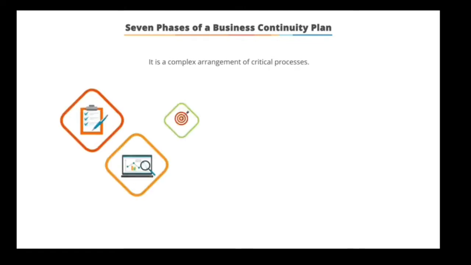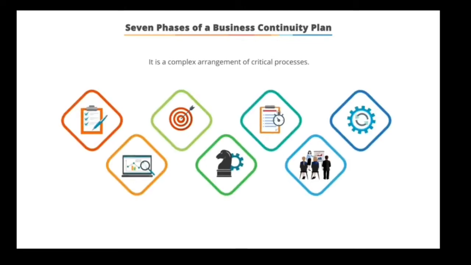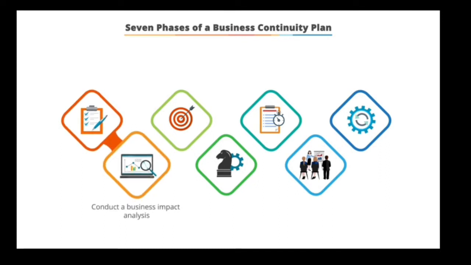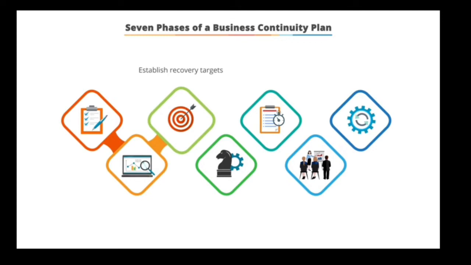The 7 phases of a business continuity plan. A business continuity plan is a complex arrangement of the critical processes that allow for continuation of business activities after an emergency. Develop a business continuity plan policy. It should be a part of the overall integrated control framework. Conduct business impact analysis. Inventory all key business processes. Statement of impact, threat analysis. Establish recovery targets. Define recovery time objectives and recovery point objectives.